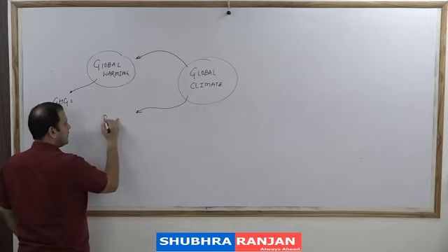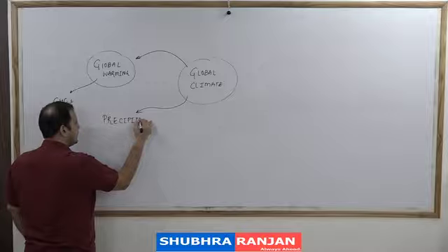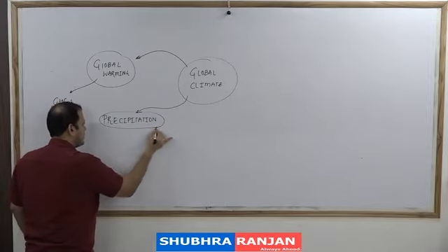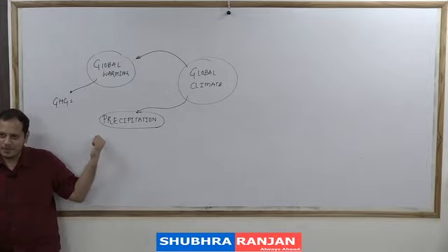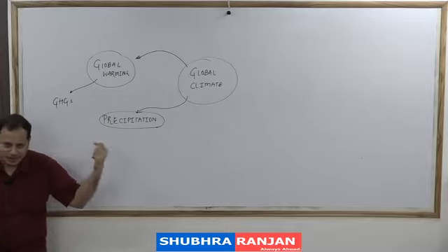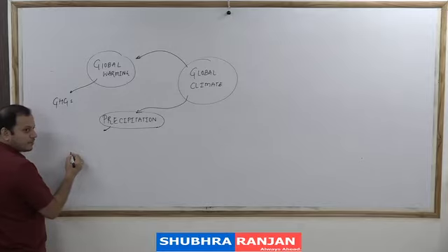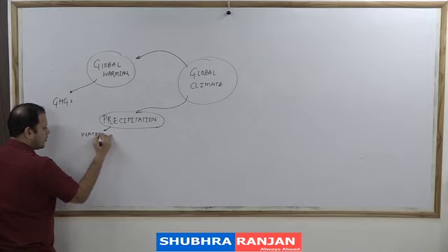Can I say precipitation or rainfall? It will result into precipitation or rainfall. I guess someone has written this point here: precipitation or rainfall. So it will result into more and more rainfall. And why rainfall? Because there is water vapor plus hygroscopic nuclei.